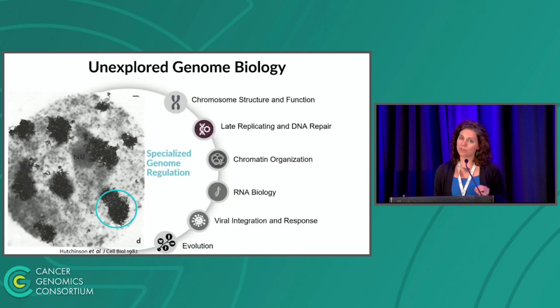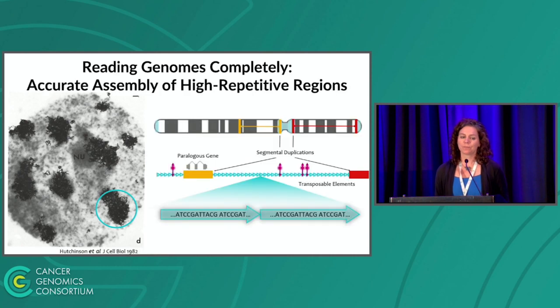And we know these regions of our genome are not just topping up. This is not just adding more A, T, Cs, and Gs. These are regions that have been completely overlooked in terms of understanding chromosome structure and function. We know they're late replicating. We know they have specialized DNA repair, chromatin organization, and the list goes on and on and on.